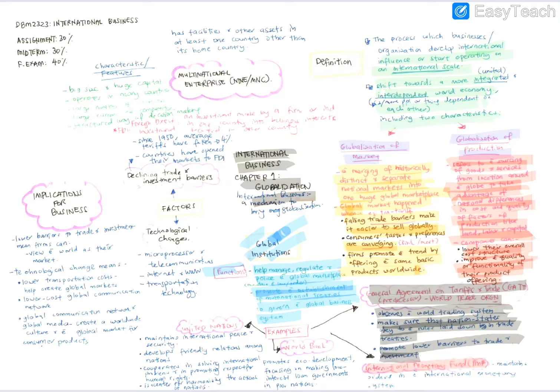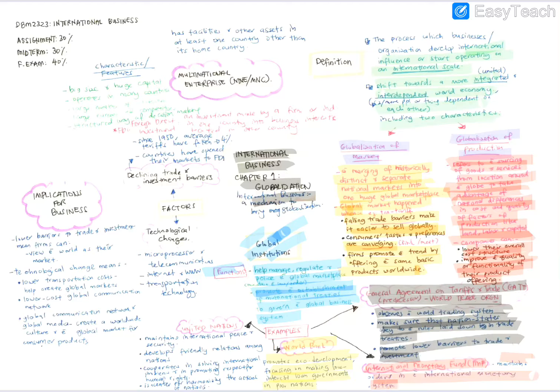Then we have the IMF, International Monetary Fund. They maintain order in the international monetary system. Then we have the World Bank. The World Bank promotes economic development, focusing on making low-interest loans to governments in poor nations. Some countries are really poor and don't have money, so they take a low-interest loan from the World Bank. But of course they need to pay it back with interest.